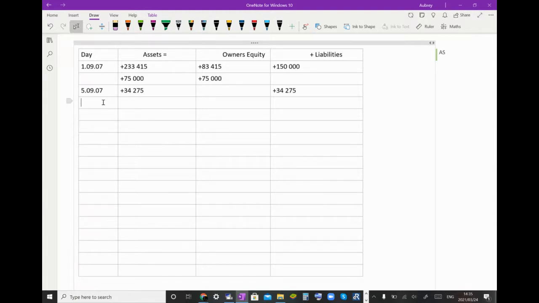Too easy. Y'all are all geniuses. Then we go on to the next transaction, and it says sold merchandise on credit. Sold merchandise on credit, and it says for 9,000. Okay. And then it goes on to say the goods were originally bought for 6,000.